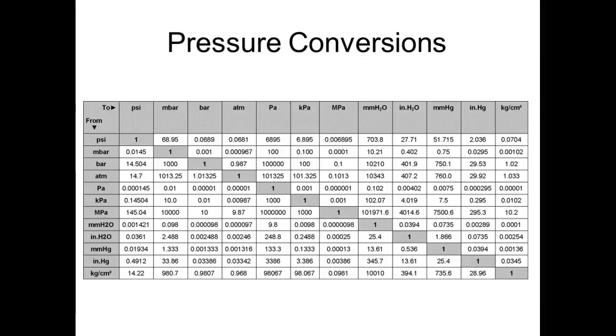So we have the millibar, we have the bar, we have the atmosphere, which could be 14.7 or 14.5. We have the pascal, the kilopascal, the megapascal. We have the millimeter of H2O, millimeters of water, inches of water. We have millimeters of mercury, inches of mercury, and then kilogram per centimeter squared, which is newtons, right? Everybody okay?